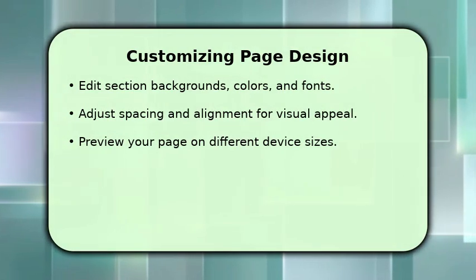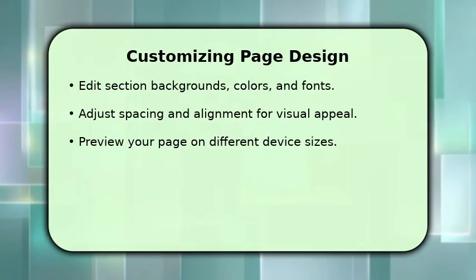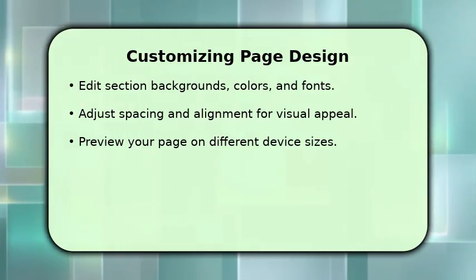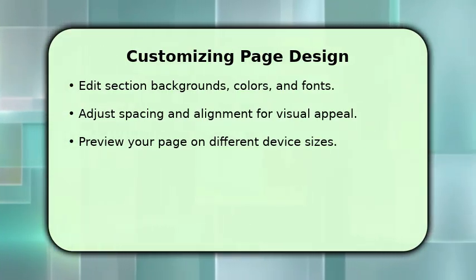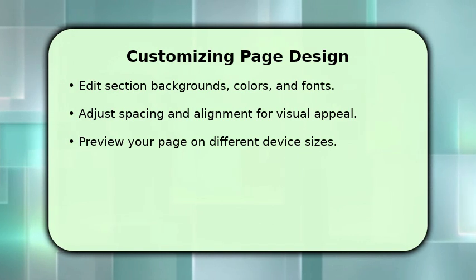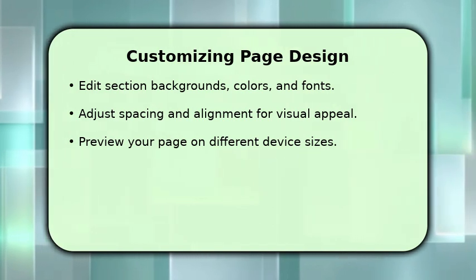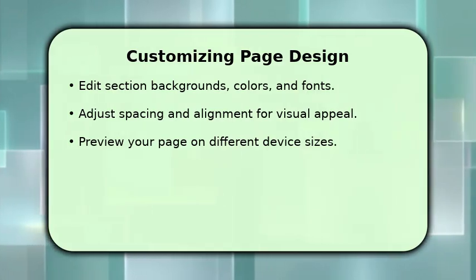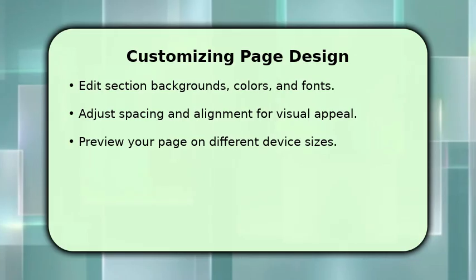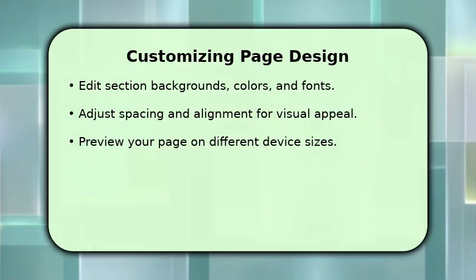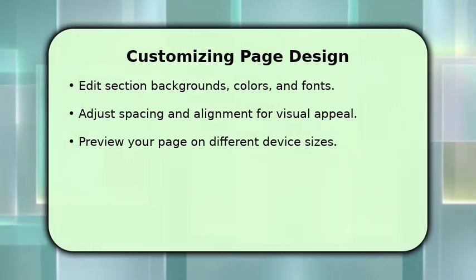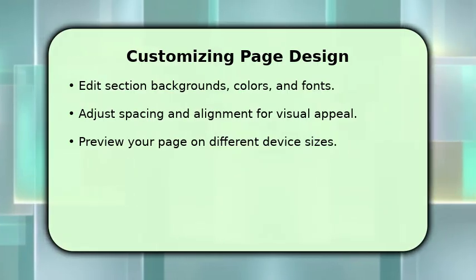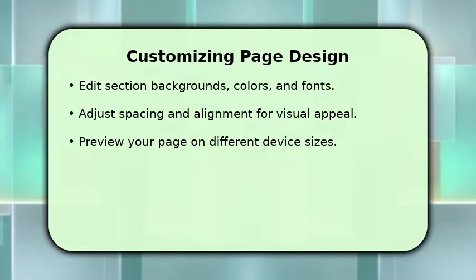Now that your content is in place, it's time to customize the design. Hover over any section and click the Edit Section button to modify its background, colors, and fonts. You can also adjust padding and spacing to ensure a clean, balanced layout. Squarespace provides robust styling options to match your brand. Always preview your page on desktop, tablet, and mobile to ensure it looks great on all screen sizes.